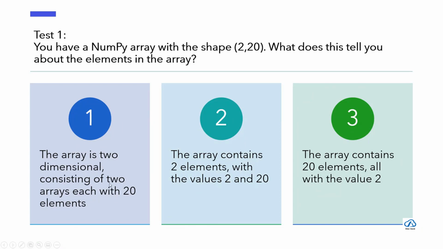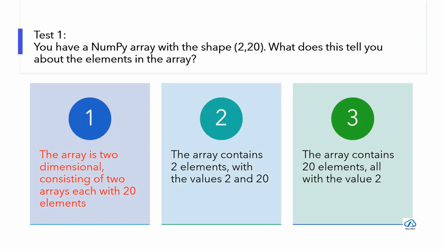The array is two-dimensional, consisting of two arrays, each with 20 elements. The array contains two elements with the values 2 and 20. The array contains 20 elements, all with the value 2. The reason I'm showing this is that if you haven't covered NumPy or pandas, this is the motivation you should have to cover them. This simple shape, 2 by 20, represents that the array is two-dimensional, consisting of two arrays, each with 20 elements.